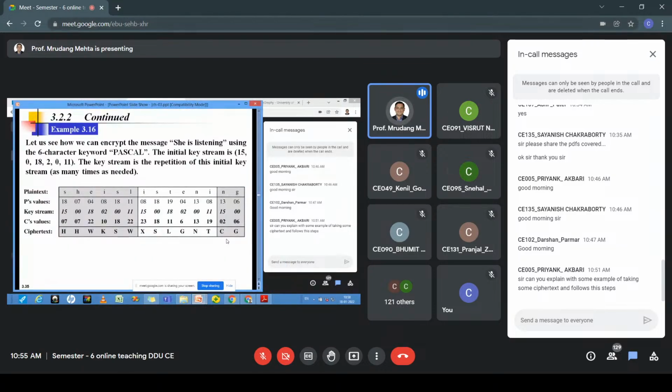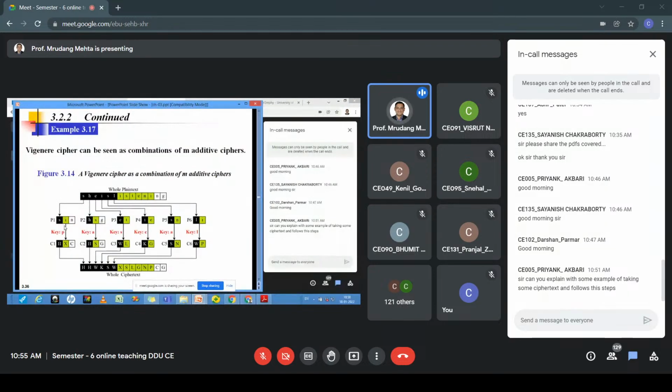This example was discussed earlier, before the first session. Our keyword is Pascal. So what we used to do is the addition of Pi plus Ki, and that used to give us the ciphertext. We had seen that it is actually shifting by these keywords. So for S, I, and N, all three are shifted by key value P. That is the basic concept.